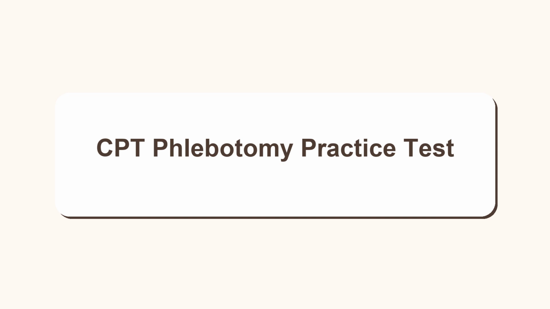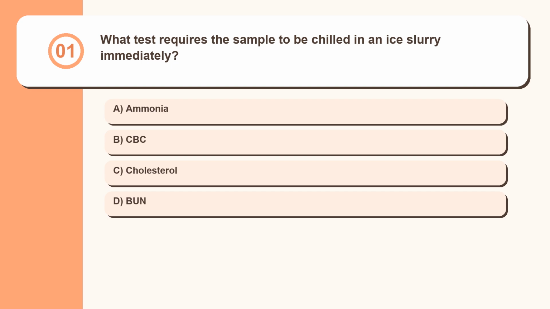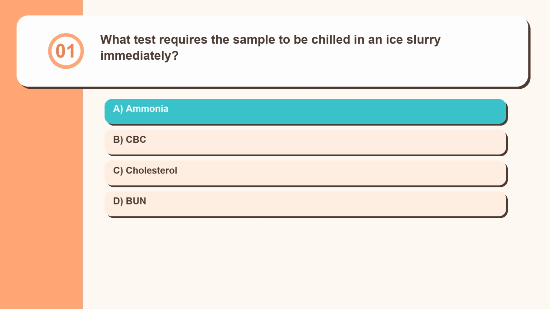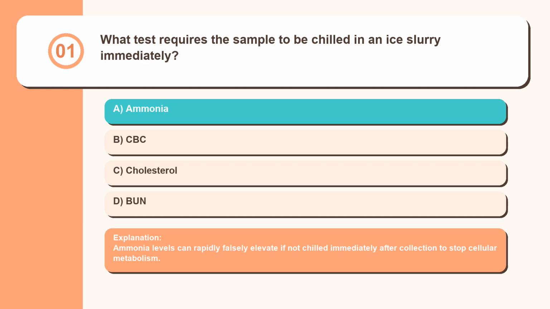CPT Phlebotomy Practice Test. Question 1. What test requires the sample to be chilled in an ice slurry immediately? Ammonia, CBC, cholesterol, BUN. Ammonia levels can rapidly falsely elevate if not chilled immediately after collection to stop cellular metabolism.